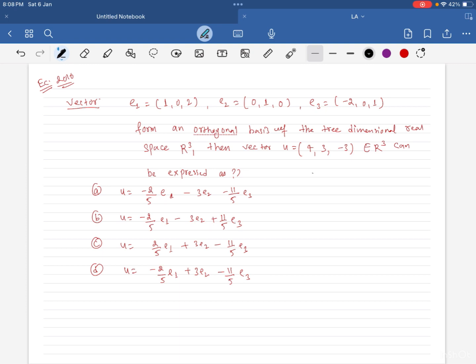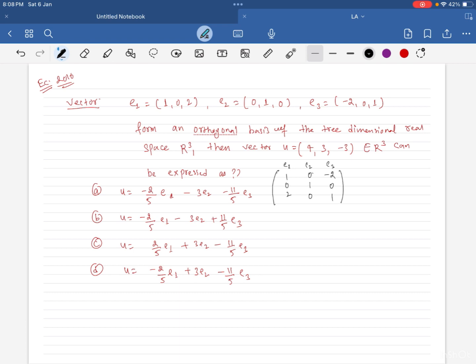This is nothing but equivalent to solving a matrix equation. You can form a matrix using this E1, E2 and E3, right? You can write them as the columns of this matrix.